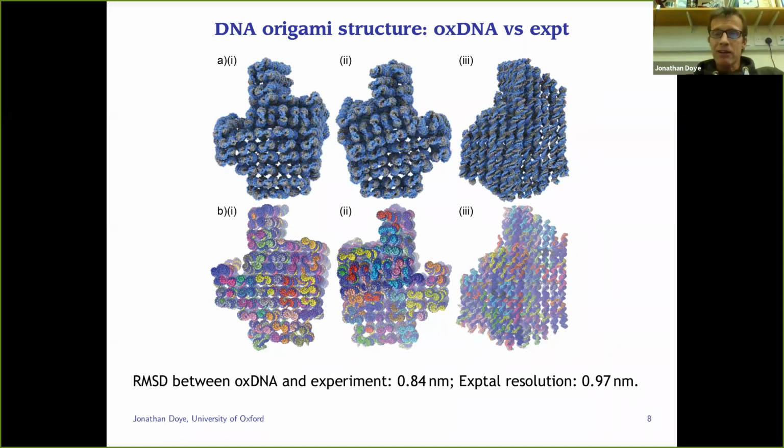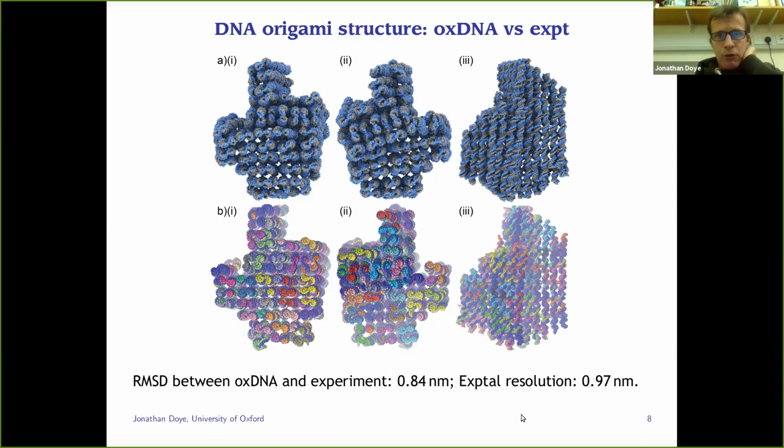What I'm showing here is a comparison between an experimental cryo-electron microscopy structure from Hendrik Dietz's group. It's an asymmetric structure, kind of a pointer. And here is the representation in oxDNA, with an unfortunate color scheme, but let's ignore the color scheme for now. The key feature is that it captures quite a lot of the structural detail of the DNA origami pretty well. If we look at the RMSD between our structure and the experimental structure, it's under a nanometer, and the estimated experimental resolution on these things is about similar.